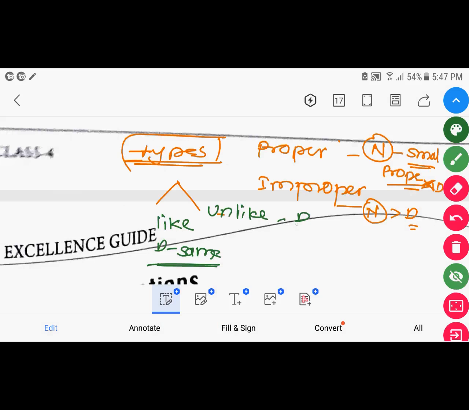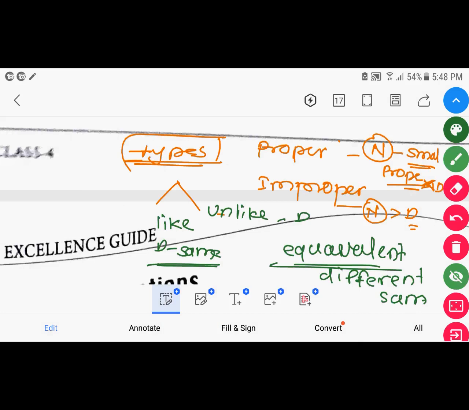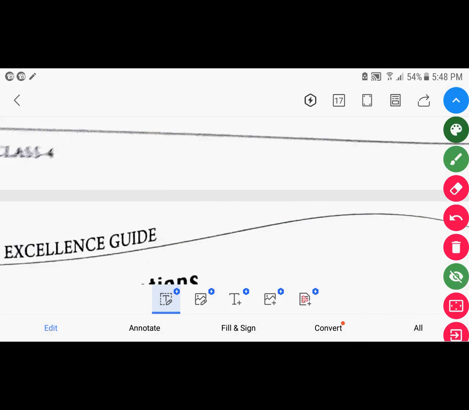Okay. Now equivalent fraction means what? Fractions that look different but their value is the same are known as equivalent fractions. Now the properties of the fraction. So what are the properties of the fraction?